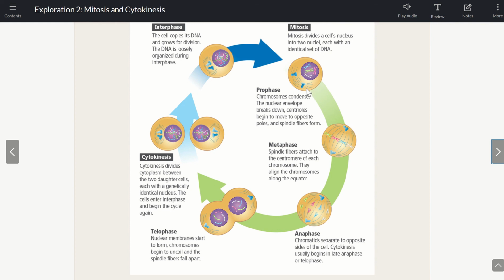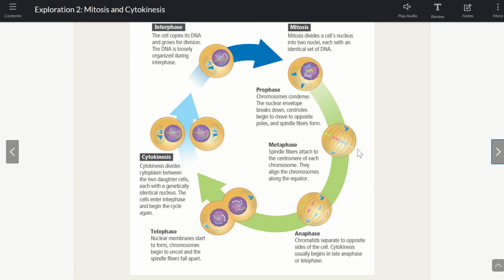And eventually what's going to happen is those centrioles are going to move to opposite ends of the cell, like we see in our next picture. Once those centrioles move to opposite ends of the cell, they are going to essentially start lining up the DNA in the middle. We are going to see this characteristic line of chromatids.